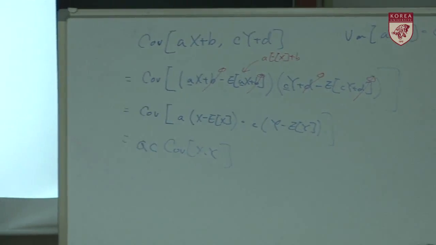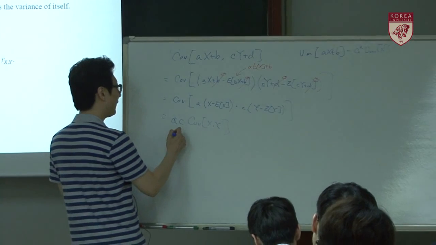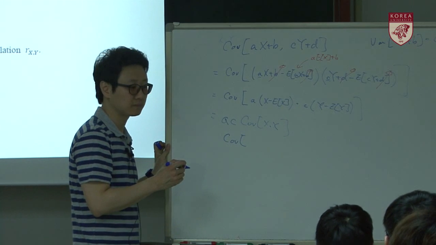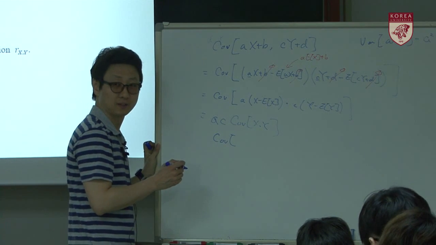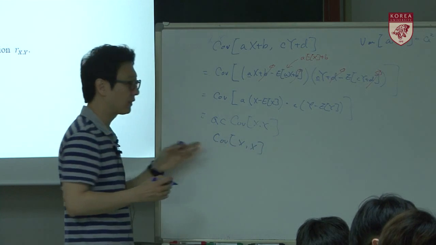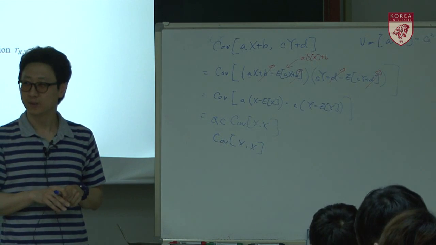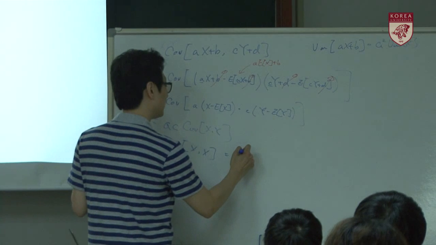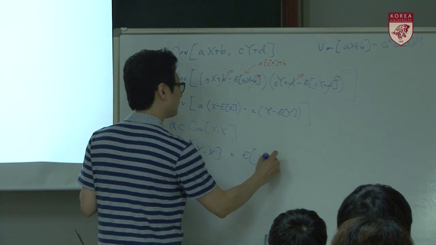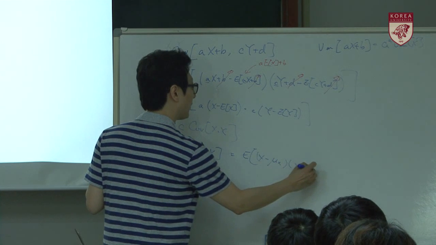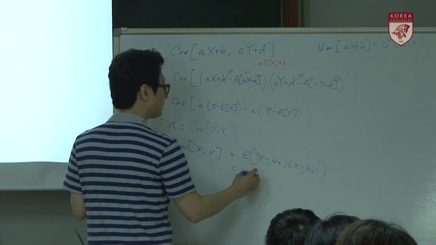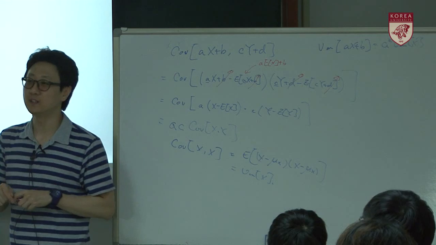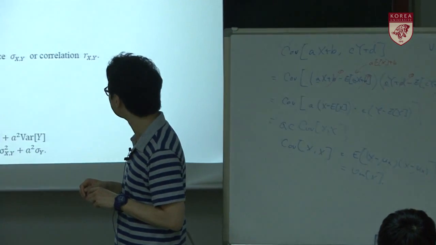Okay. One more thing: how about the covariance of the same random variable, x and x? In this case, y is equal to x. By definition, it is the expectation of x minus mu x times x minus mu x. So this is the variance of x. So the covariance of the same random variable is just equal to the variance of x.